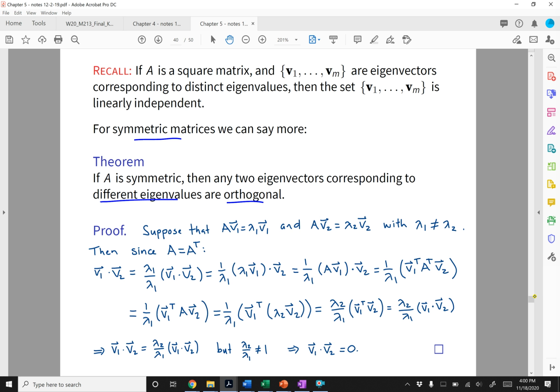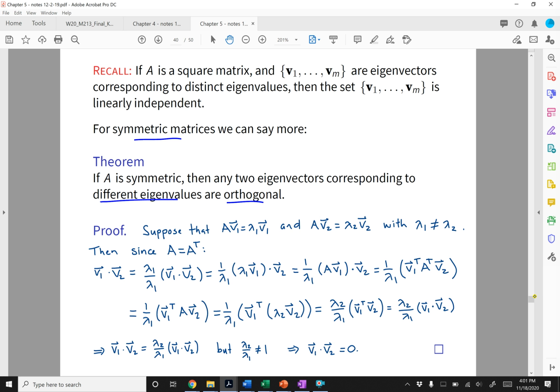If you have multiple eigenvectors for a single eigenvalue, then those may or may not be orthogonal, and we might have to use Gram-Schmidt to orthogonalize them. But as long as they are different eigenvalues, we know for sure right off the bat that they're orthogonal.